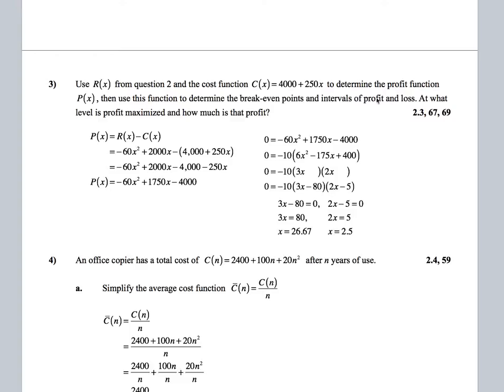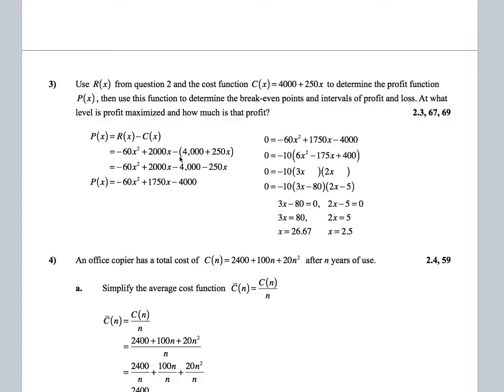Well, profit is revenue minus cost. Revenue is whatever you take in, and cost is whatever you spend in your production and sales of whatever item you're making and selling. And so my revenue function is negative 60x squared plus 2000x, and I've written it in descending order because that's more common in mathematics.